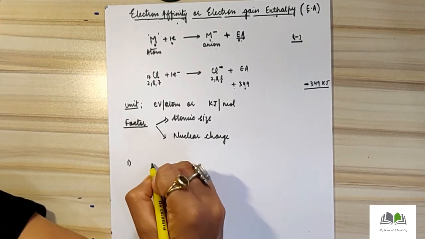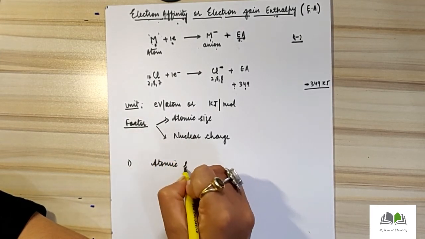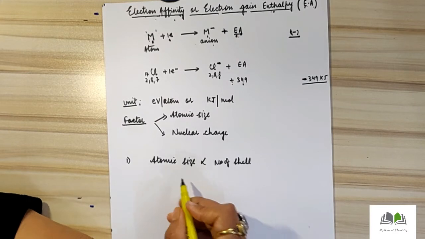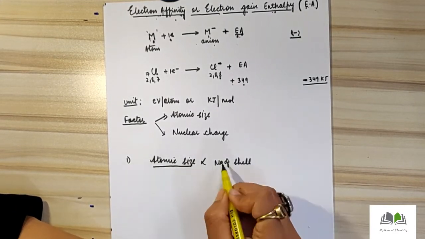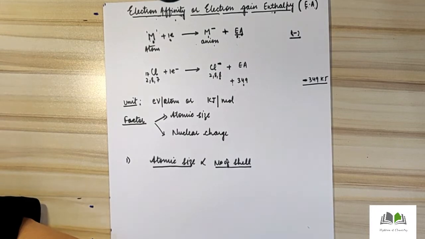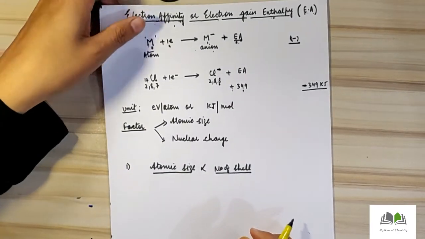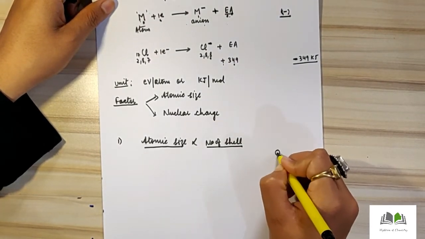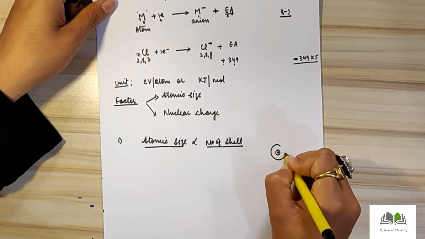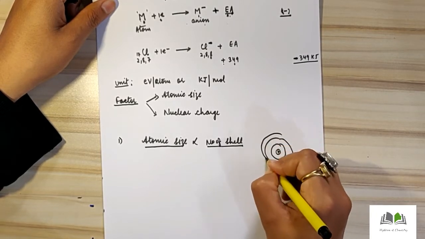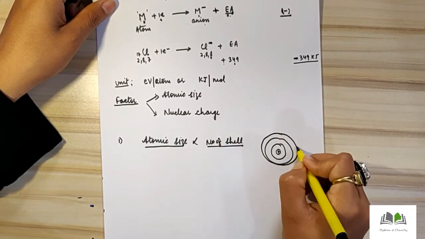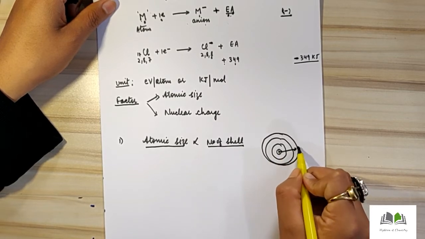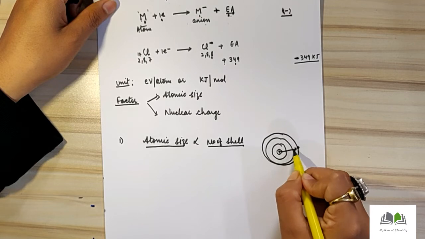So atomic size, we know that the atomic size of an atom is directly proportional to the number of shells. And if the size of the atom will increase, then what will happen? The number of shells will also increase. And if the number of shells will increase, the attraction forces will decrease. Now, what is the meaning of attraction forces? There is a force of attraction between the nucleus, which is positive, and the electrons present in the outermost shell. So if the size of the atom will increase, the attractive forces will decrease.